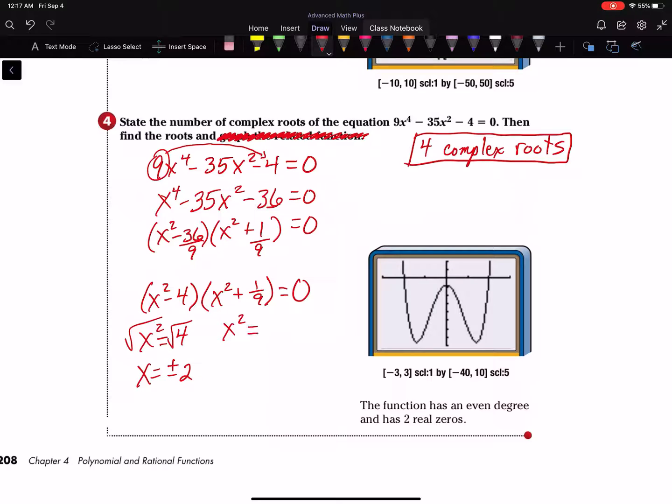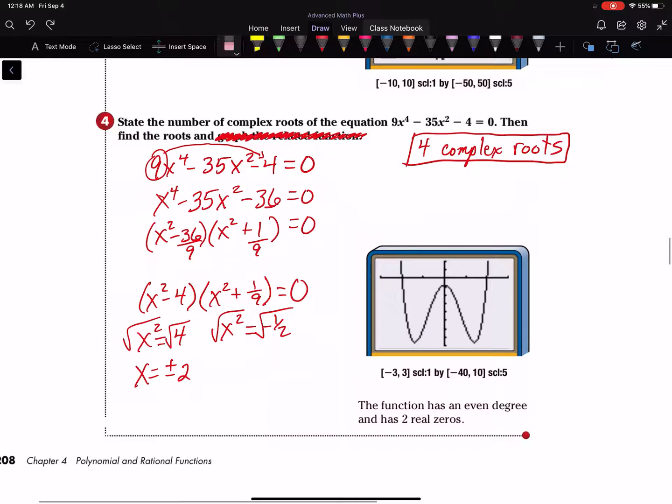X squared equals negative 1/9. I take the square root. Messed up. I said 1/2. It's 1/9. Sorry. Take the square root. So x will be plus or minus 1/3. And since it's negative, it is imaginary. So these are my 2 imaginary roots.